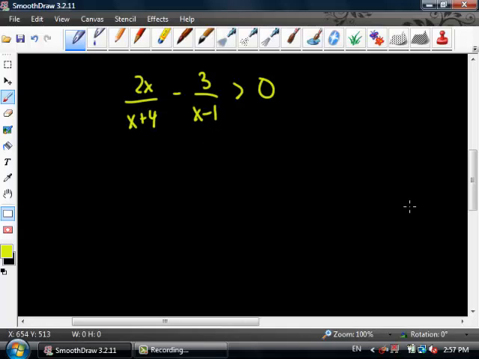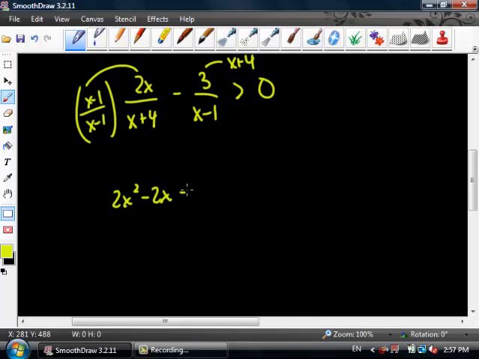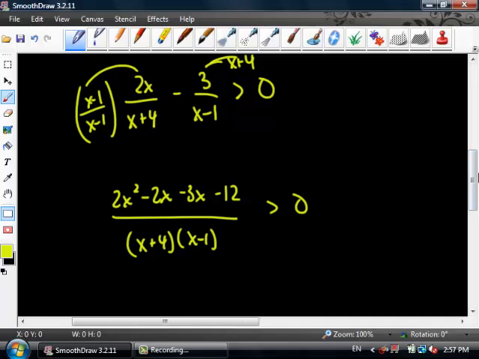So, common denominator this time is, Ryan? X plus 4, x minus 1. X plus 4 times x minus 1. So this needs an x minus 1. This needs an x plus 4. So I'm going to distribute this in. This is a 2x squared minus 2x minus 3x minus 12. All over x plus 4 times x minus 1, and that's all greater than 0. So now I'm going to go ahead and combine those. This is negative 5x.